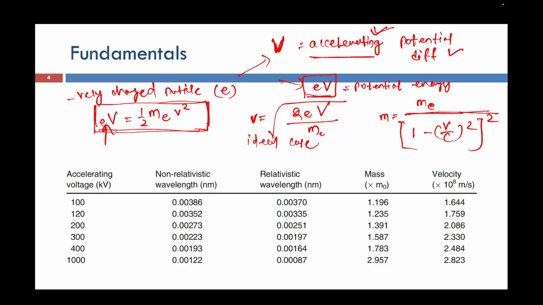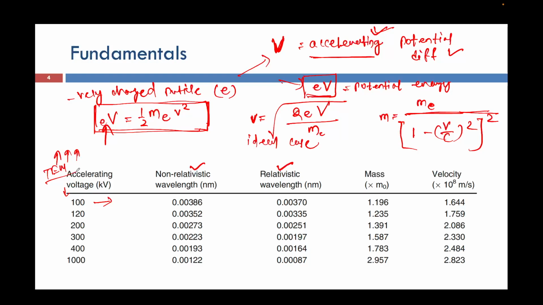So to make the long story short, once you increase the accelerating voltage, you can see both the relativistic wavelength as well as the non-relativistic wavelength start decreasing. Here the accelerating voltage is in the order of 100 kV. This table I have taken from one TEM, transmission electron microscopy, but the same concept is also applicable to scanning electron microscopy.